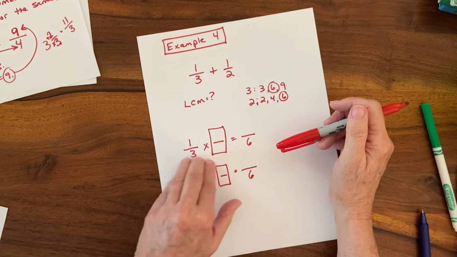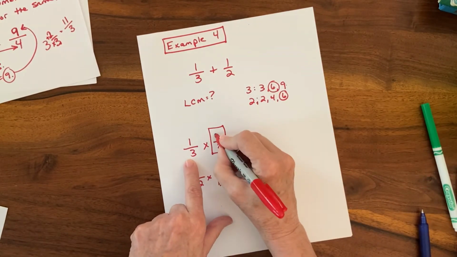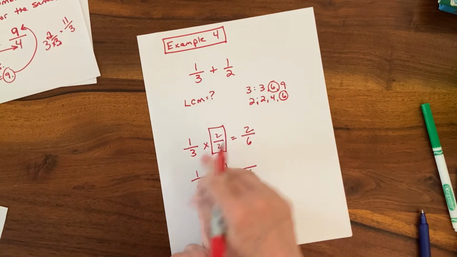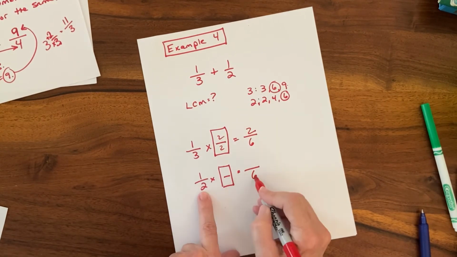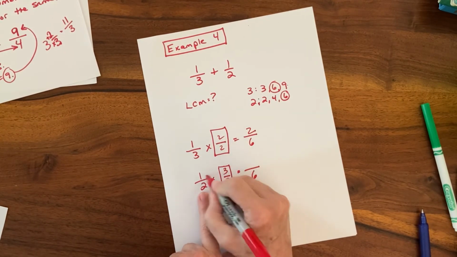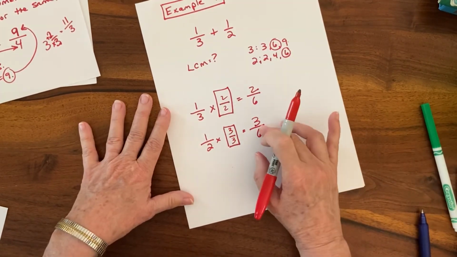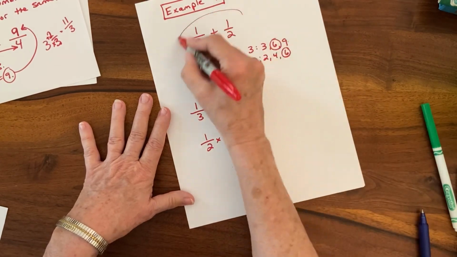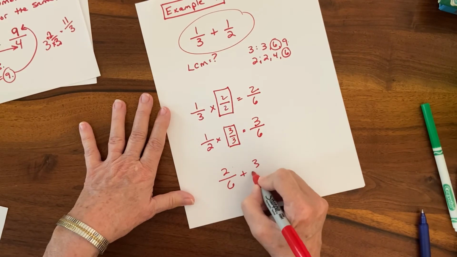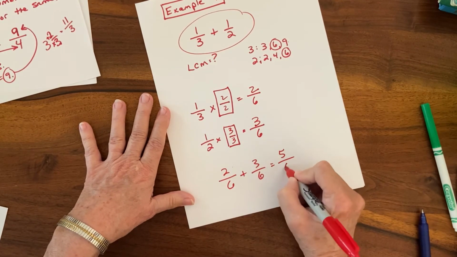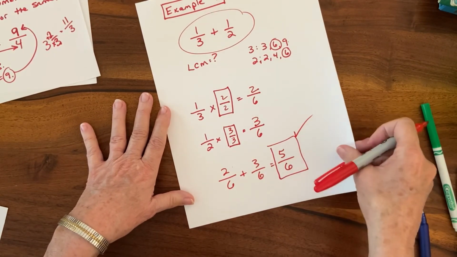Okay, so I write my little format. I love having a little format. 3 times what equals 6? 2. So 1 times 2 is 2. So 1/3 is equivalent to 2/6. Now I'm going to do this one. 2 times what is 6? 3. 1 times 3, 3. So I have my equivalent fractions that have the same denominator. So I'm going to go back and rewrite this. 2/6 plus 3/6 equals 5/6. And there's my answer. Okay.